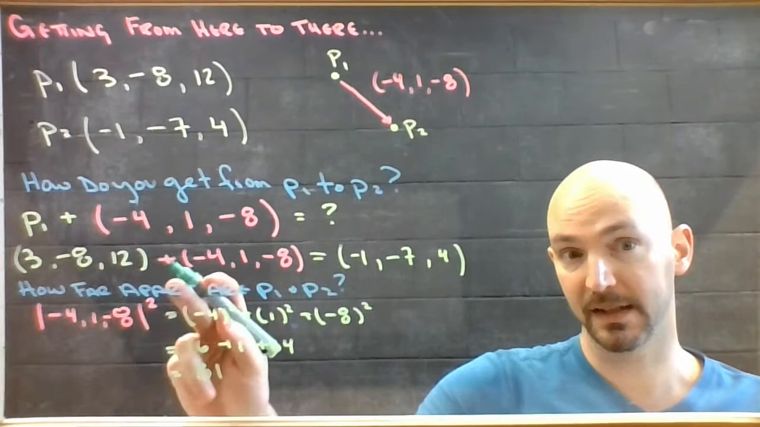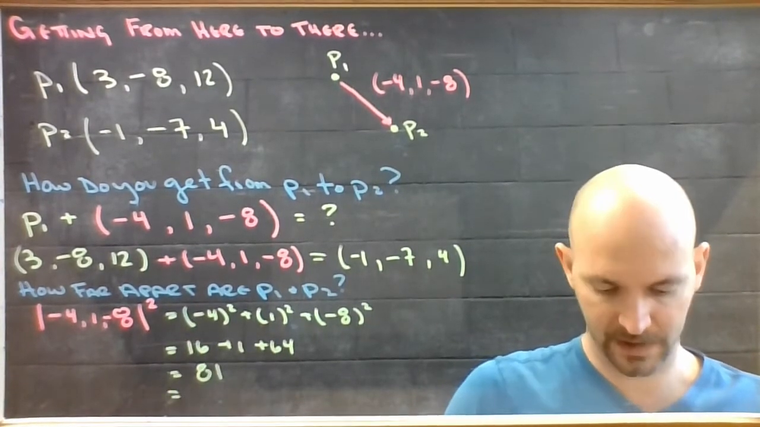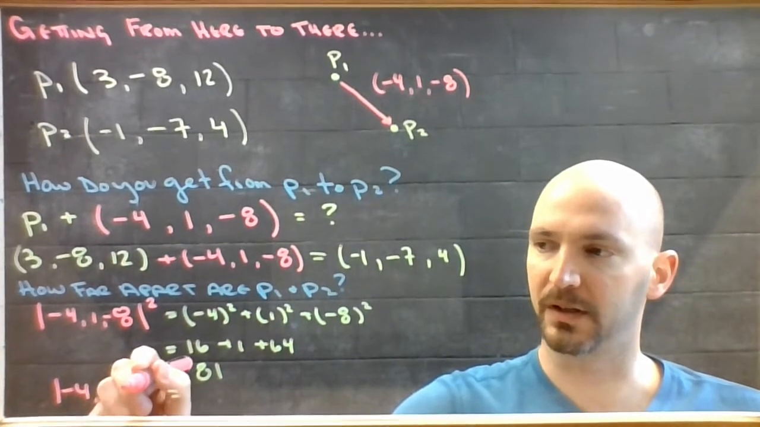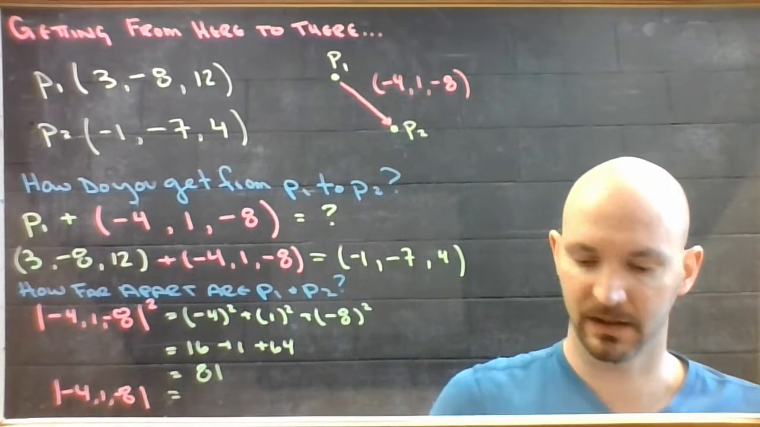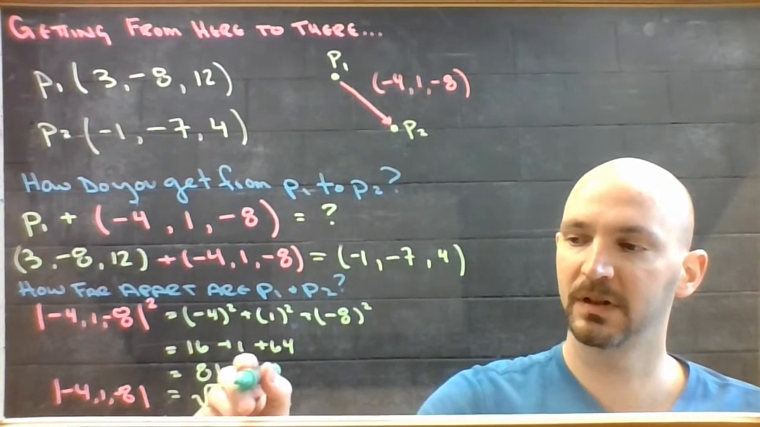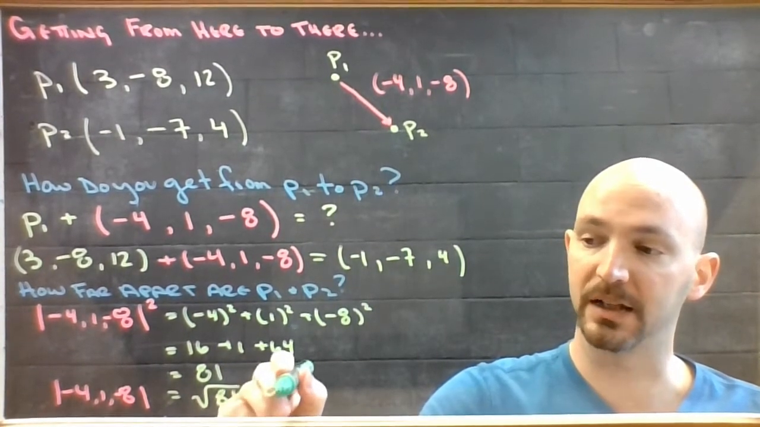And since this thing is squared, to get my final answer, the magnitude of -4, 1, -8 is going to be the square root of 81, which is 9 units.